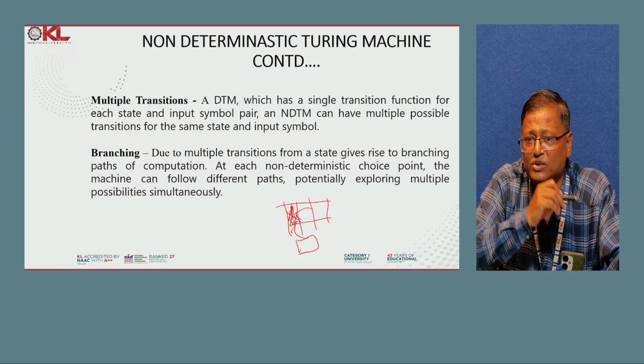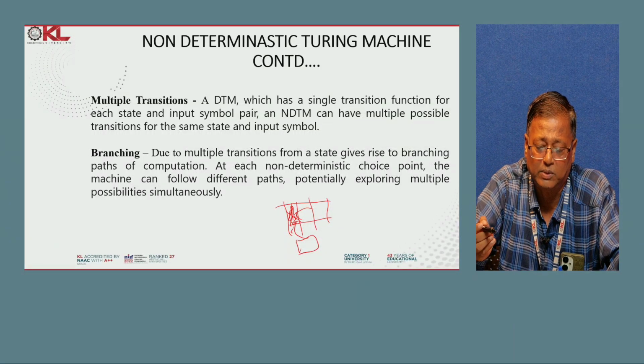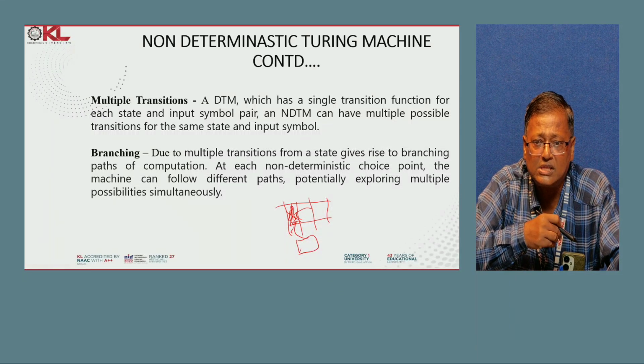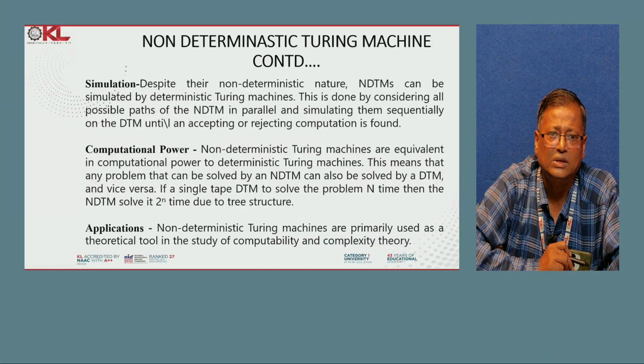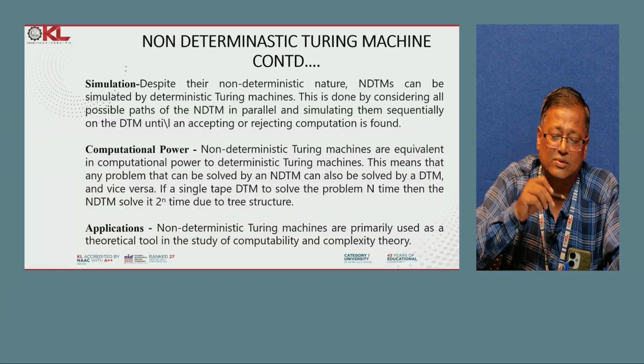For multiple transitions, the concept of branching arises. Due to multiple transitions, a state gives rise to a branching path of computation. At each non-deterministic choice point, the machine can follow a different path, whether left side or right side, so there are two paths, potentially exploring multiple possibilities simultaneously.